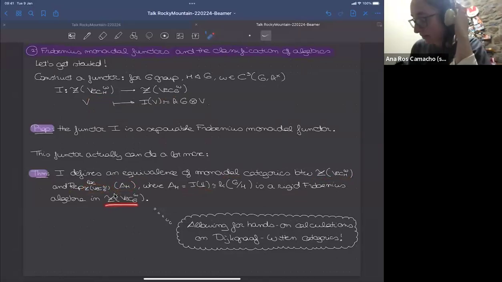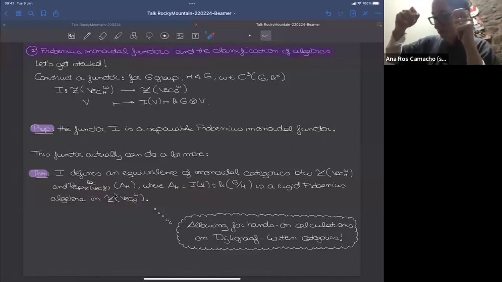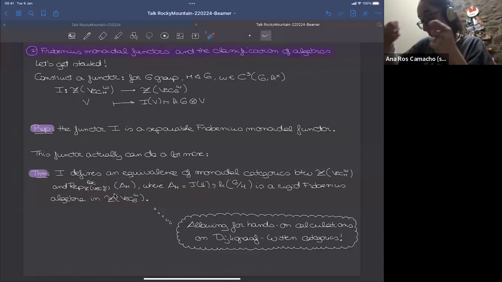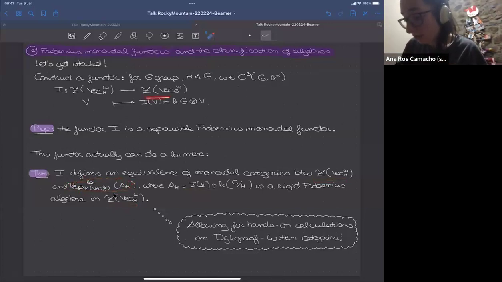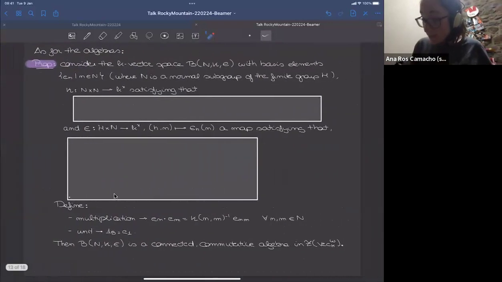And the thing is that using this result, it was a good path to allow a lot of calculations on the Dijkgraaf-Witten categories, because using this, we could jump straight forward to here, and then we could push forward the classification into here. As for the algebras, I made a first slide, and then I will show you the gory, tricky conditions appearing here.